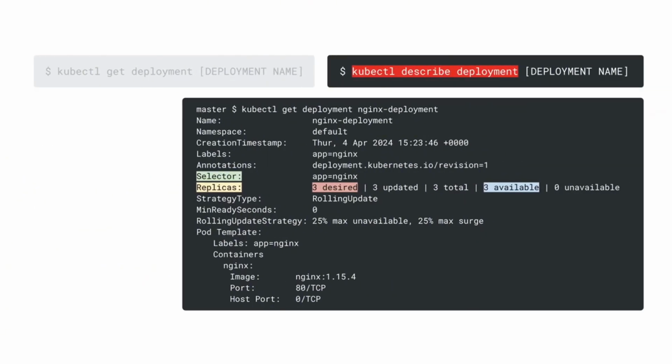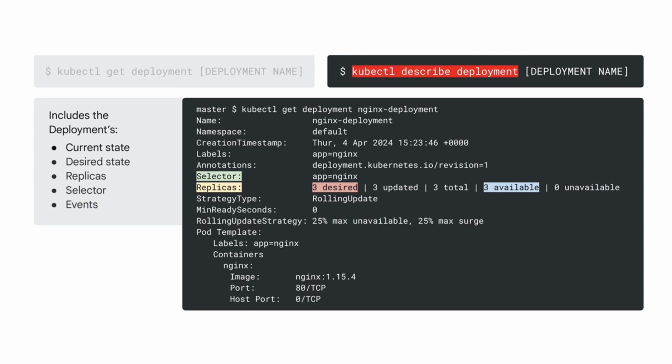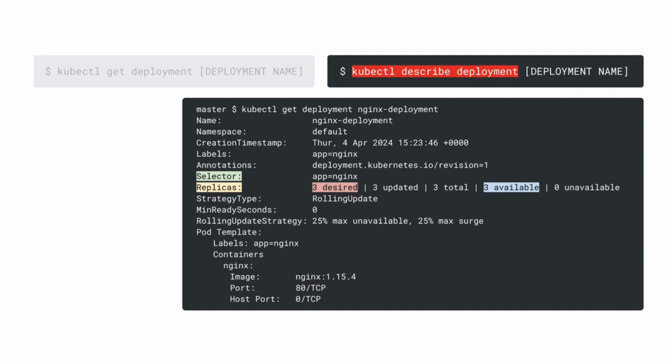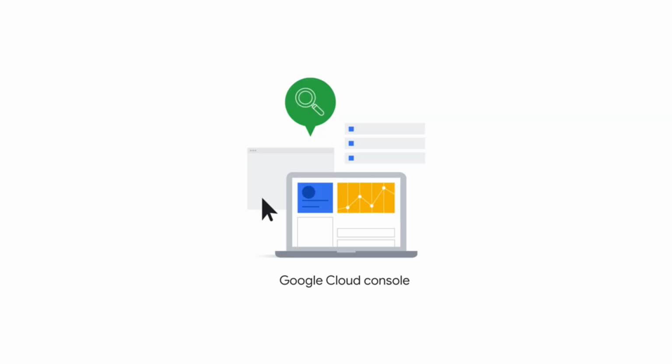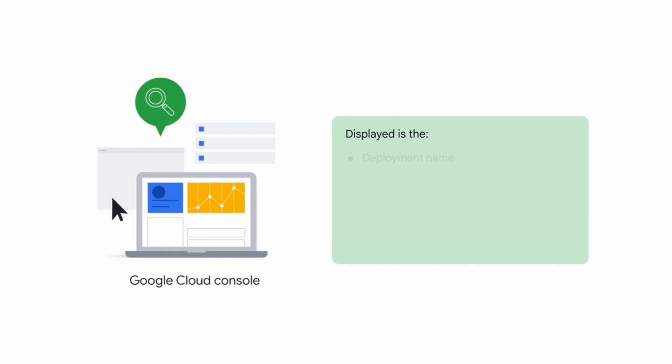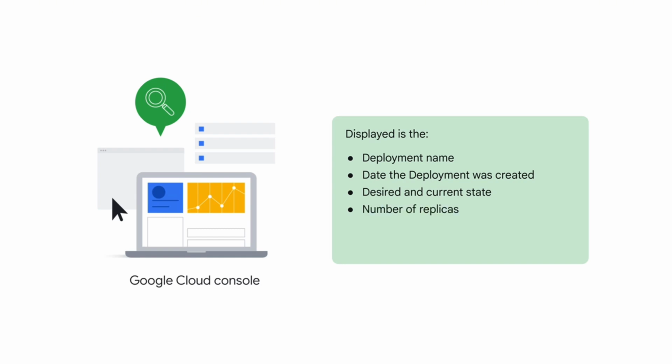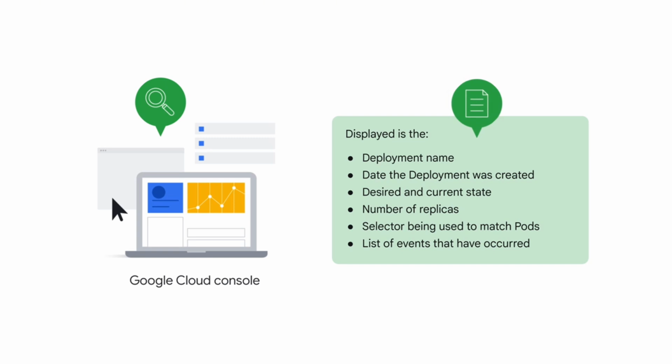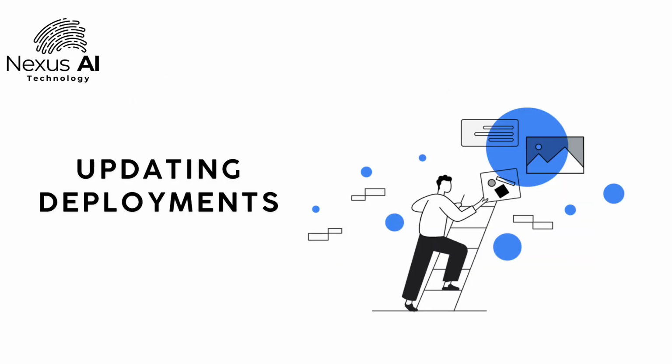Another option to inspect the state of a deployment is through the kubectl describe command. Information includes the deployment's current state, its desired state, its replicas, its selector, and its events. And finally, a third option to inspect a deployment is through the Google Cloud Console. Displayed in the Google Cloud Console is the deployment name, the date the deployment was created, the desired state, the current state, the number of replicas the deployment is trying to maintain, the selector being used to match pods, and a list of events that have occurred for the deployment. The details can be exported to a YAML file for future use.